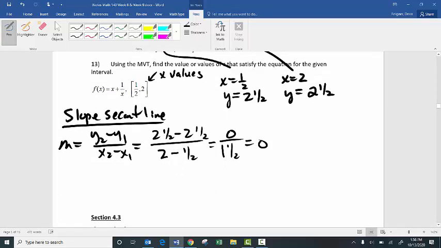So now let's figure out our tangent line. Let's figure out our slope formula for a tangent line. So I should probably put tangent line. Change that. All right, so there we go. That's working. So let's figure out our tangent line.